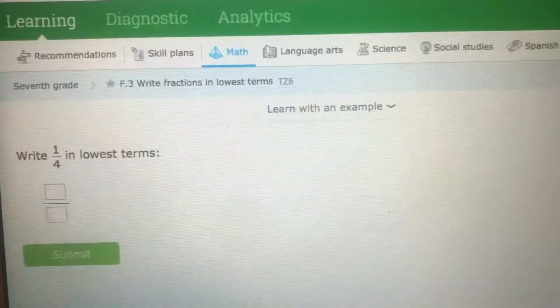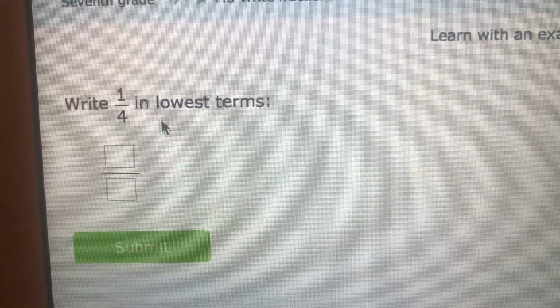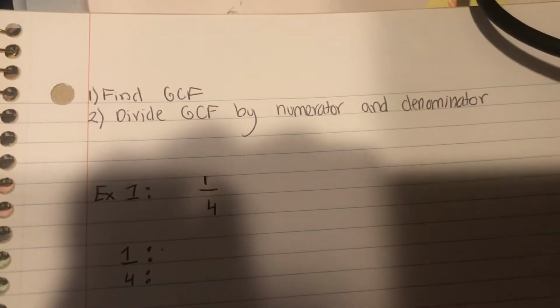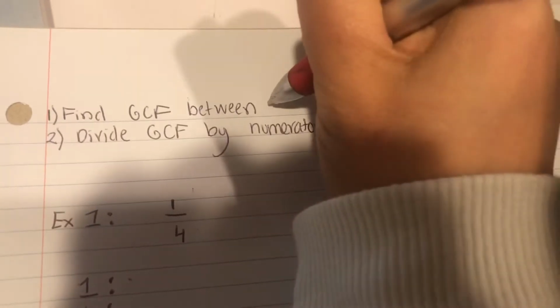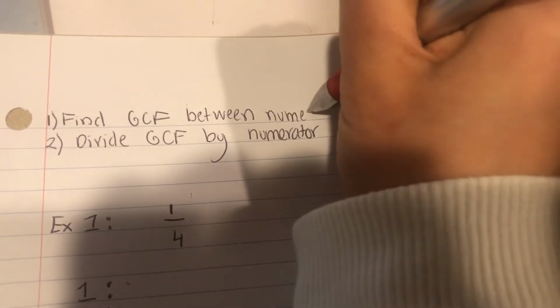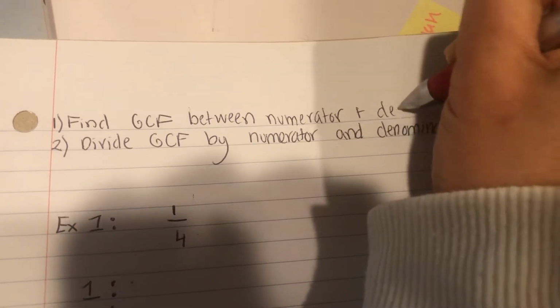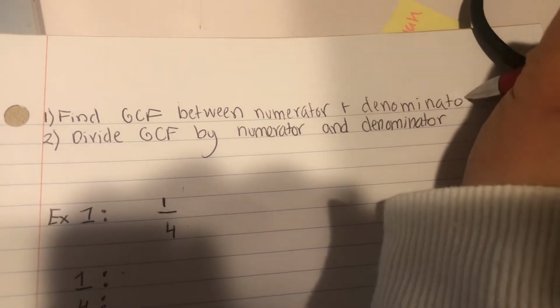Okay, so the first example that I actually want to go over is this one. It says write 1/4 in lowest terms. What that means is to simplify. And how do we simplify? Well, step 1 is to find the greatest common factor between the numerator and the denominator. So let's just write that right here. Between numerator plus denominator. Because it's always better to be more specific here.